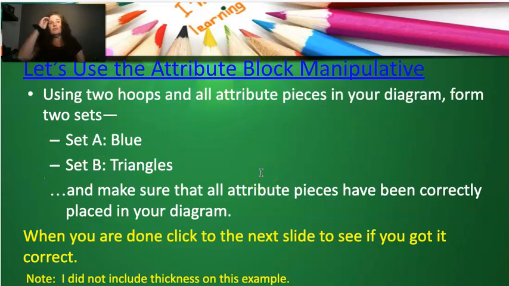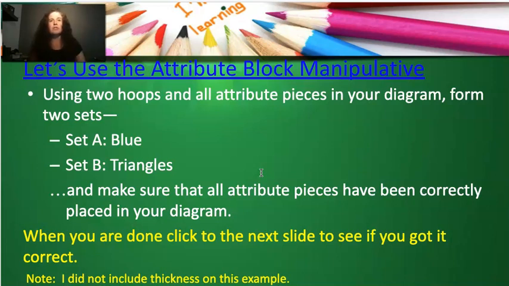So now we can use attribute blocks if we're talking about sets. This time you're going to use the circles on the screen. We're going to use 2 hoops and all the attribute pieces in your diagram. Note that when I did this, I did not include thickness. I just left them plain, so we were only using thin. Set A is going to be blue, and set B is going to be triangles. You're going to try to arrange all of the shapes into those circles of blue and triangle.